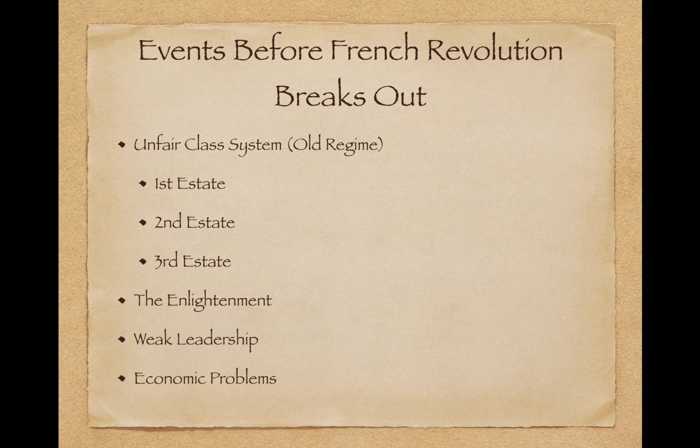So there's a food shortage, and the food that they do have is very, very expensive, and no one can afford it. And once again, the French government, the king and queen are doing nothing about the problems in France at the time. So all of these things are all happening at once. And eventually it's going to break out into the revolution.